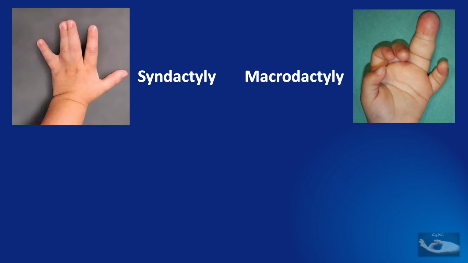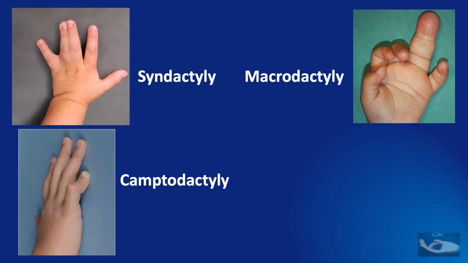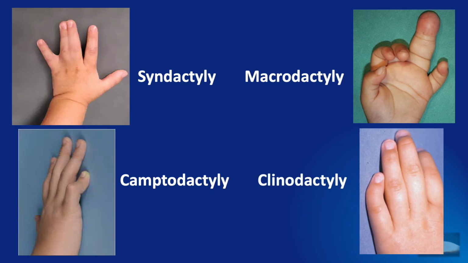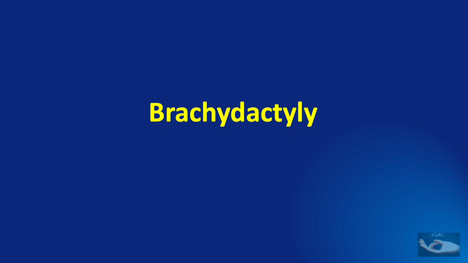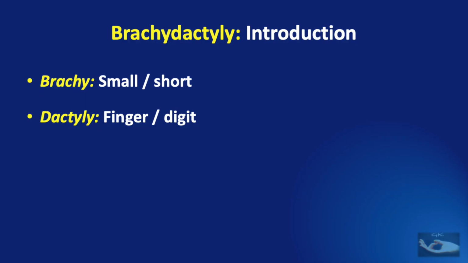In the last few videos, we have seen about syndactyly where fingers are joined, macrodactyly where the fingers are large, camptodactyly where the fingers are bent in the forward direction, and clinodactyly where the fingers are bent in the lateral direction. In this video, we shall see the details about brachydactyly.